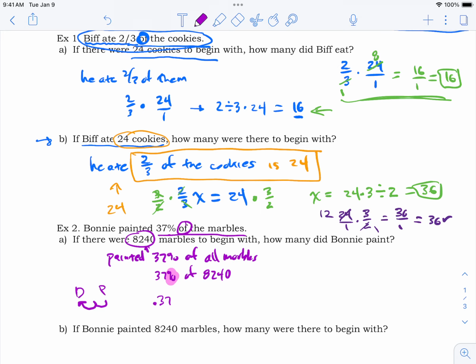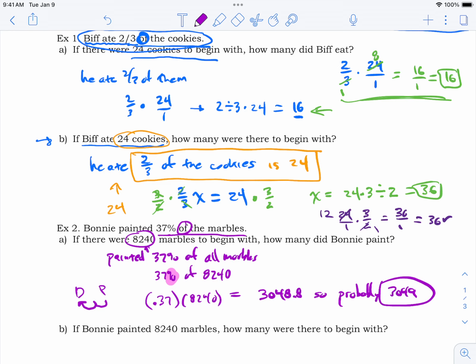So anyway, 0.37 times the 8240, and we can just do this with our calculator. 0.37 times 8240, you get something like 3048.8. So probably you want to call it 3049. She probably painted, I'm assuming she painted whole marbles and didn't stop halfway through or whatever. So probably like 3049. Yeah, something like that.